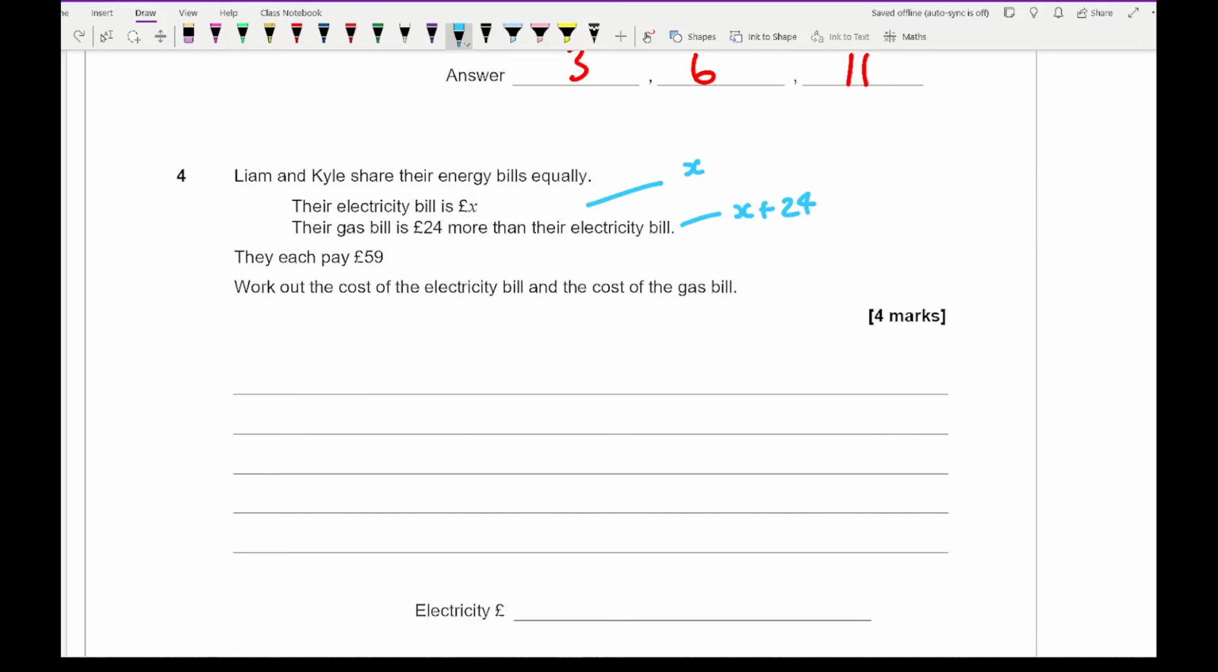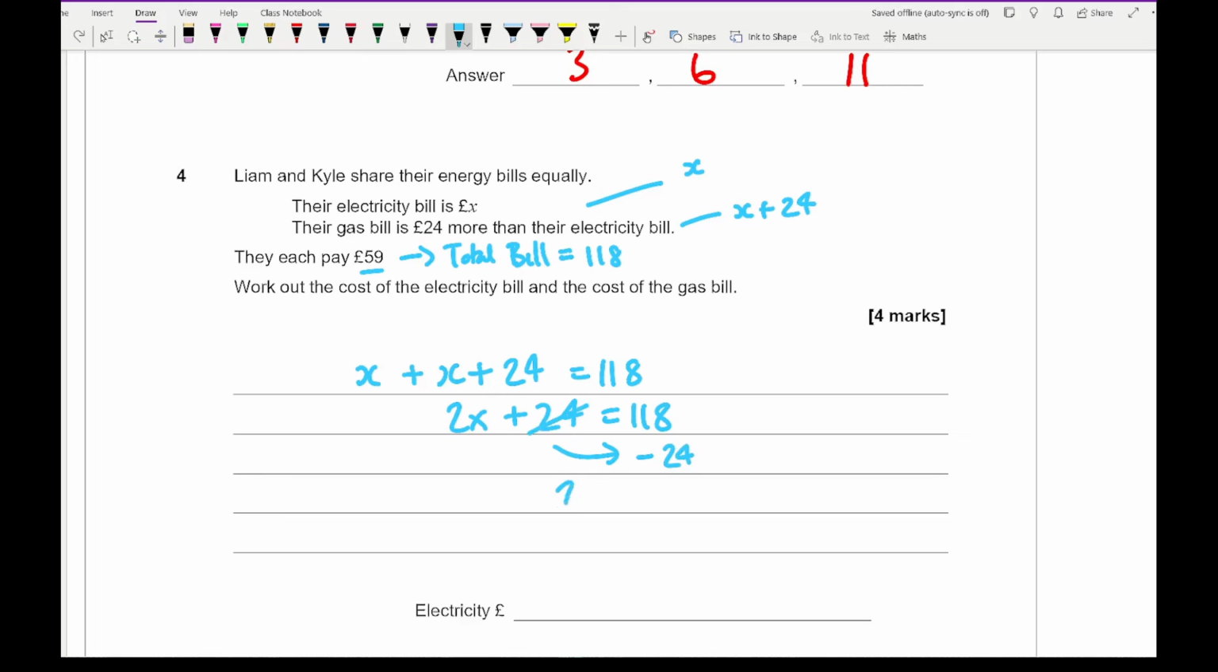Now, if they're both paying £59, that means that the total bill is going to be £118 because they're each paying £59. So what we've got is x plus x plus 24 equals 118. So if we just simplify that, we get 2x plus 24 equals 118, and we solve this equation. So we take away 24, we end up with 2x equals, and then 118 take away 24 gives me an answer of 94.